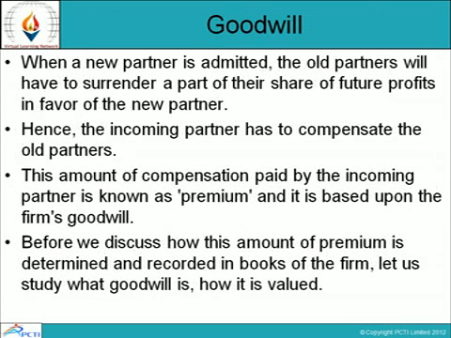And now goodwill. When a new partner is admitted, the old partners will have to surrender a part of their share of future profits in favor of the new partner. Hence, the incoming partner has to compensate the old partners. This amount of compensation paid by the incoming partner is known as premium, and it is based upon the firm's goodwill. Before we discuss how this amount of premium is determined and recorded in books of the firm, let us study what goodwill is, how it is valued.